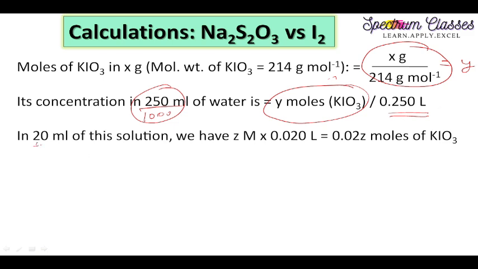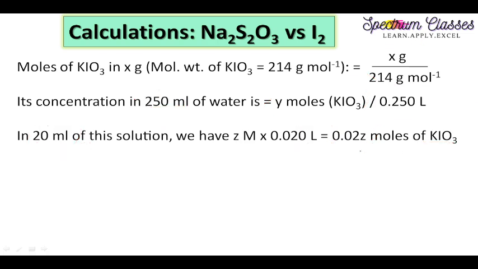Now, if you take 20 ml for the titration, then how many moles? Say this is equal to Z moles. So Z moles into this much ml, divided by 1000. So how much will you get? You will get 0.020 liters. So this much of moles of KIO3. This type of calculation students are doing and they get confused with this.